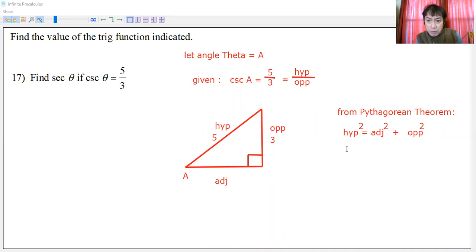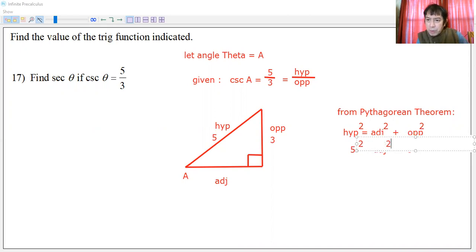Then this must be our 5 squared. This is our 5 squared. This will be our unknown. This is adjacent squared, and then this will be opposite squared. That would be the 3 squared. So we'll put the square now. This will be squared.